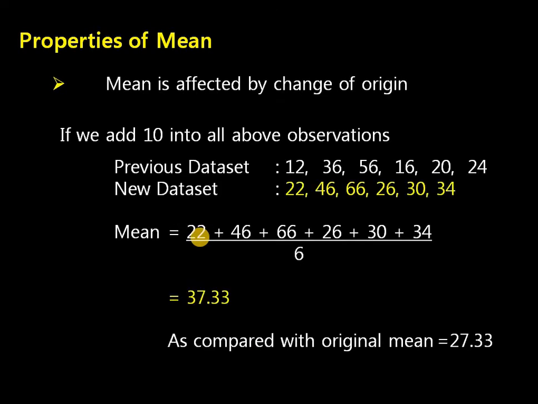Similarly, arithmetic mean is affected by change of origin also. If we add 10 to all the observations, so each observation is increased by 10, 12 becomes 22, 36 becomes 46, and likewise. So the mean, the addition of all the numbers divided by the total count, is equal to 37.33 as against our earlier mean 27.33. So the mean also is changed by 10.